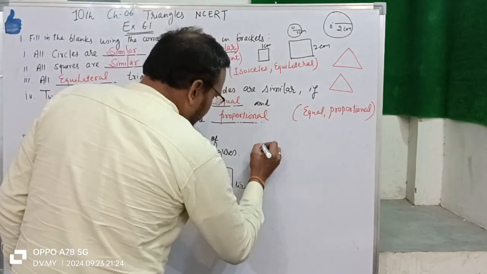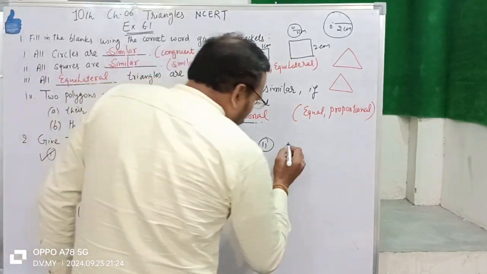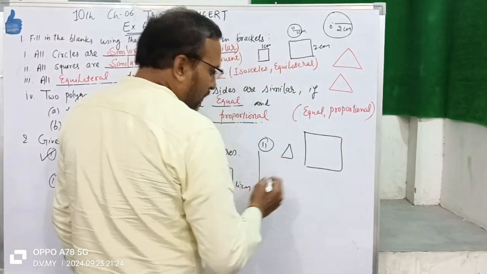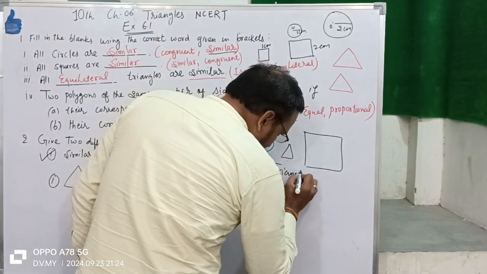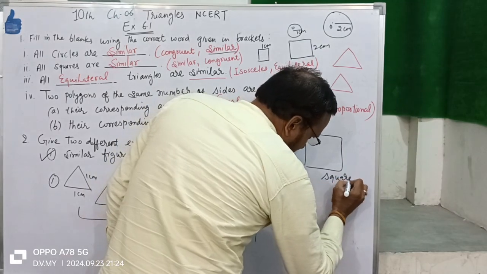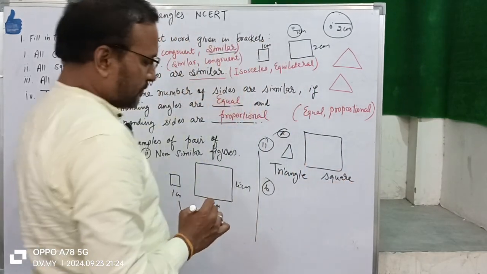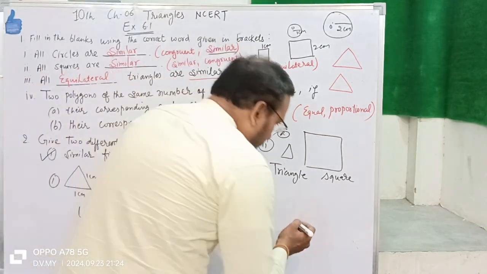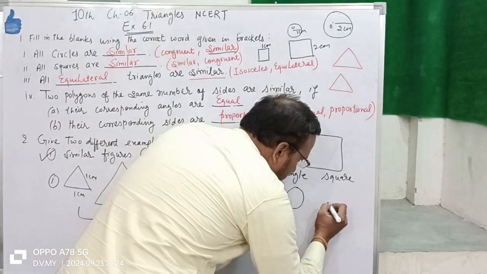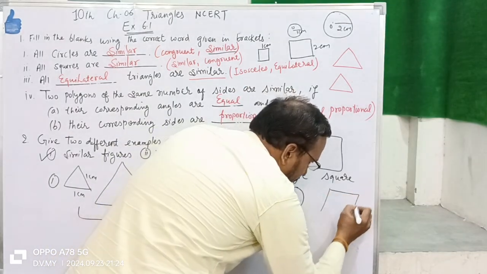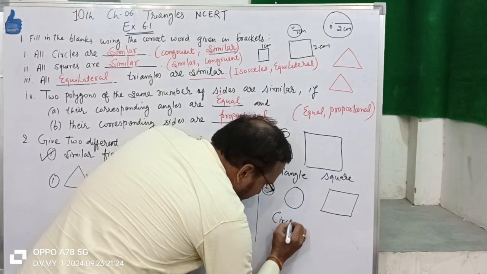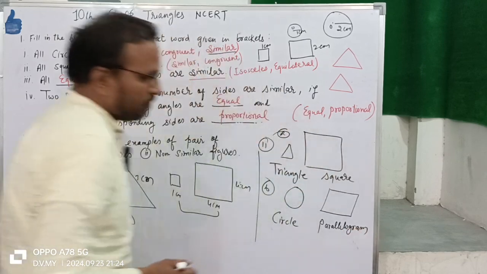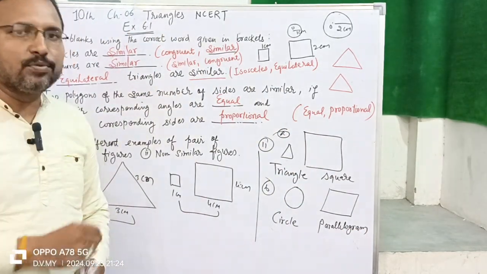But on the other hand, for non-similar figures, we can take one triangle and one square. This is a triangle, this is a square. And in the second case, we can take one circle and the other a parallelogram. So there is a circle and there is a parallelogram. I hope you understand. Let's move to the next question.